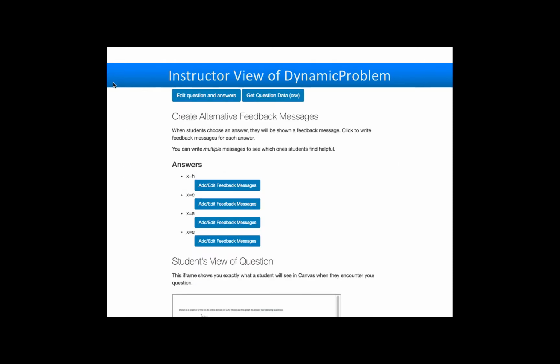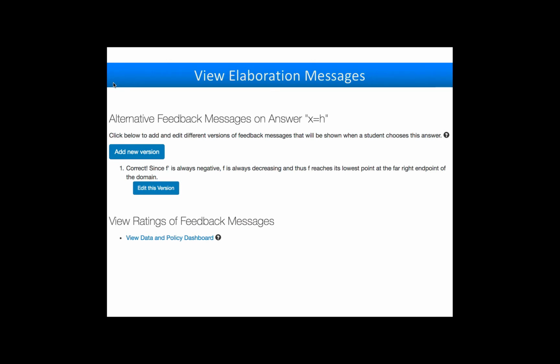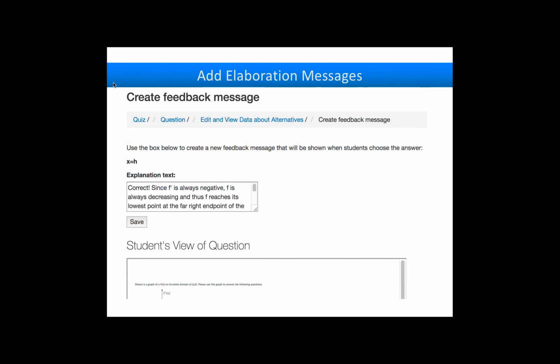Well, what does the instructor see when they go to this page? They actually see not just a student preview, but also an interface where they can create alternative messages. So in one of these instructors' cases, they could see the message they had originally, which was feedback: correct. Since f is always negative, it's always decreasing, and it reaches its lowest point at the far right endpoint of the domain. But then they can add a new message. So they can author an alternative version of that.